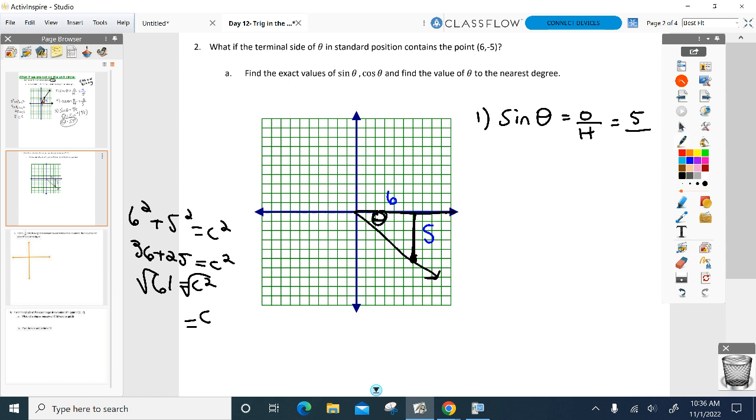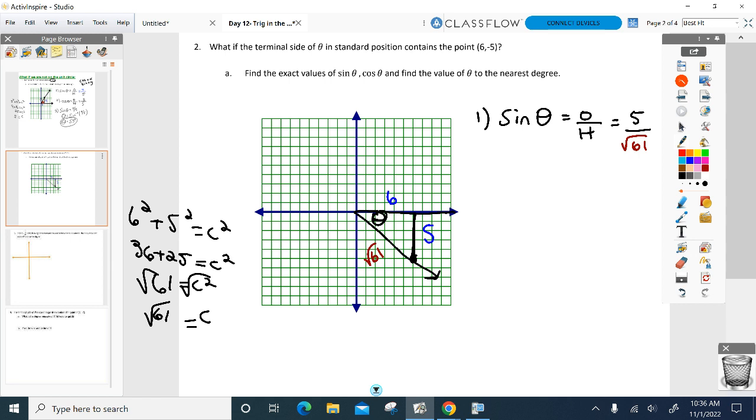You know how I feel. I don't want sloppy decimals, so just leave it as square root of 61. Please leave it as the square root of 61. No decimals. Leave it as the square root of 61. So the hypotenuse. Talk to me before I move on to cosine.